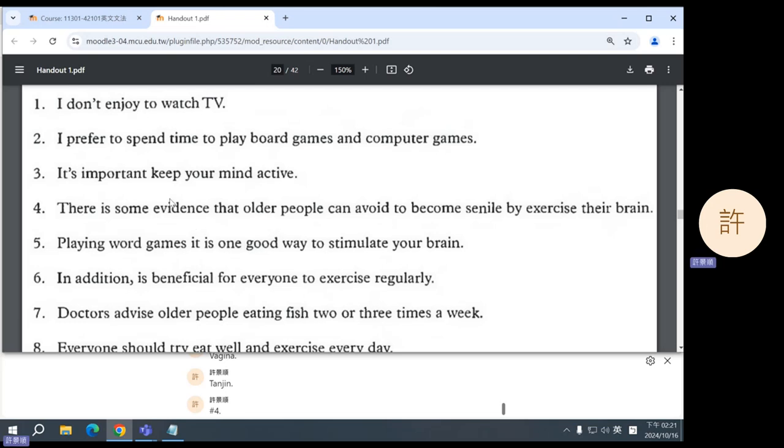Okay, well, the word evidence is uncountable. We will talk about this after the midterm. But uncountable means singular, 单数. So there is correct. We're looking at the verbs, 再看动词. So here, can avoid to become senile. Is this correct?